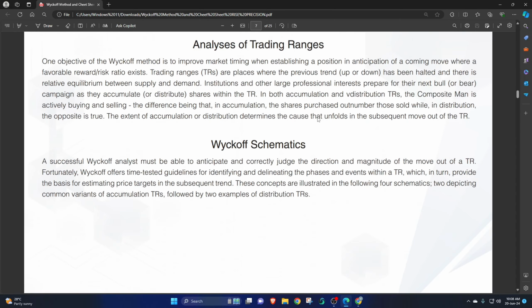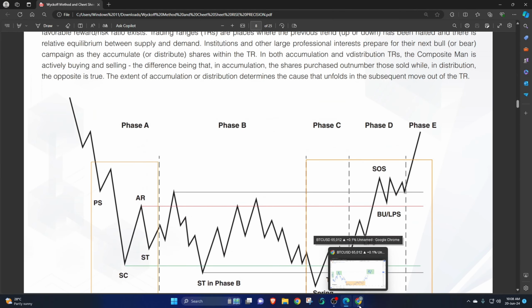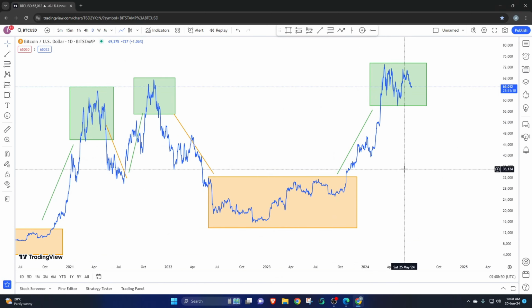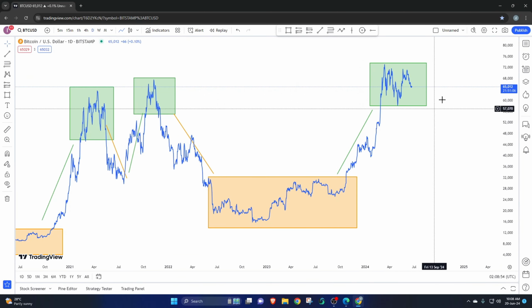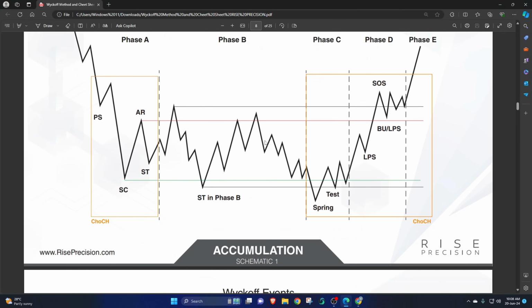Now let's zoom in. I want to zoom in to what is happening currently, which is this area. Now in Wyckoff's method, there are two parts, as I mentioned. The first part is accumulation, the second part is distribution, and in every part there will be two schematics.